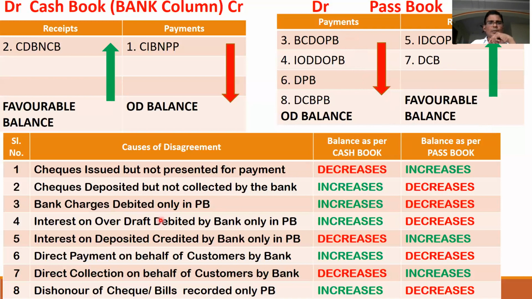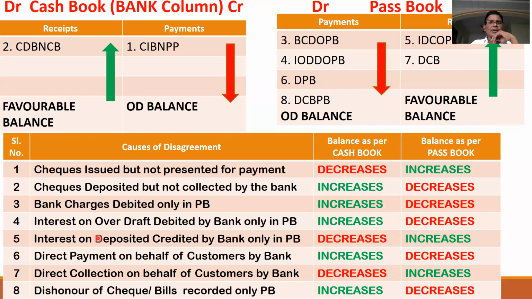Interest on overdraft, the fourth point. Interest on overdraft is debited by the bank only in the passbook. So interest on overdraft is a payment by us. Whenever the passbook is debited, the passbook balance decreases, but the same is not entered in the cash book, so the cash book balance increases.